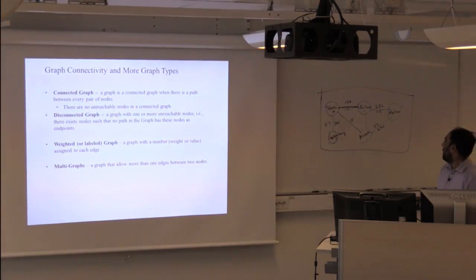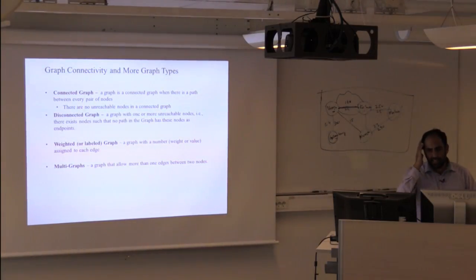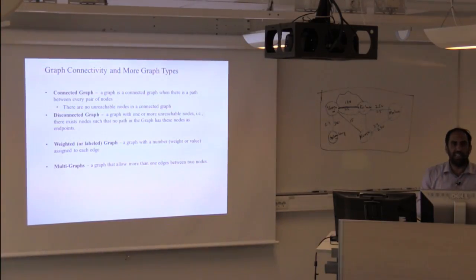And same like maybe you can have more than one road between Växjö and Kalmar. So there is not only one way. If you want to go from Växjö to Kalmar, maybe you can go directly using this road, or maybe there is another one, which is maybe longer. So in this case, the graphs that allow you to have more than one edge between the nodes are usually known as multigraphs. Okay.